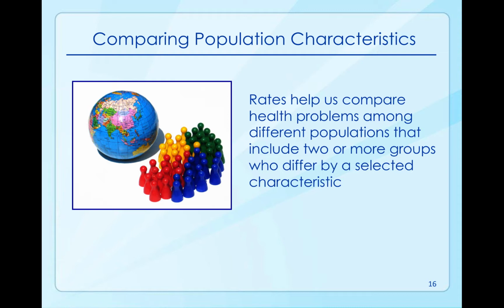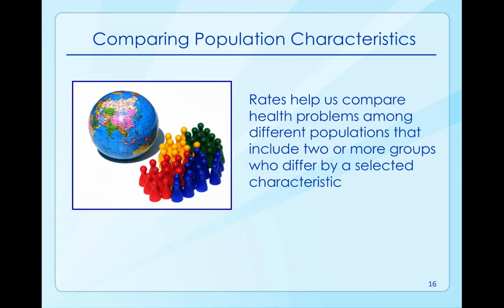In epidemiology, we cannot stop at simply comparing the number of cases. We also need to compare the rates. Rates really help us to look at the health problems among different populations that include two or more groups who differ by a certain characteristic. For example, we might compare persons who had not eaten at a particular restaurant for a particular meal with persons who had eaten at that restaurant for that meal to look for cases of foodborne illness.